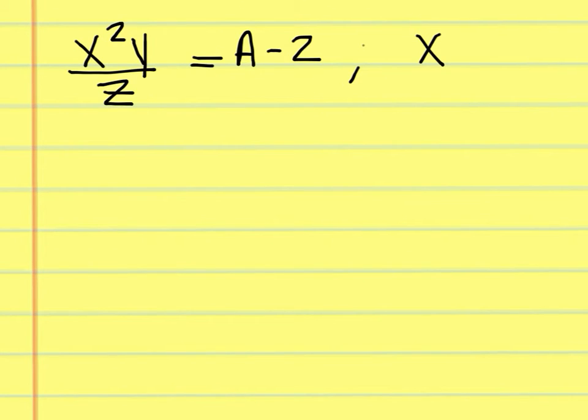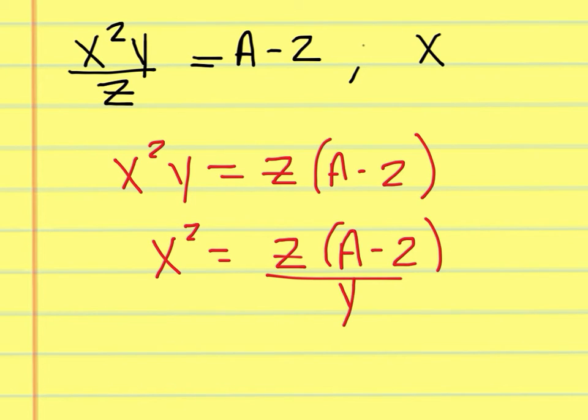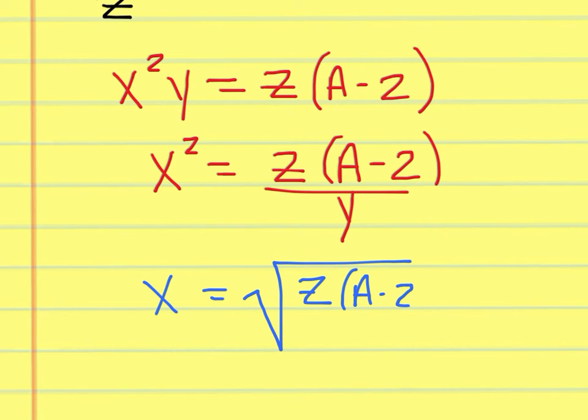To find x, we're going to have to get rid of what's with it. So you're going to multiply both sides by z to get x squared y equals z times a minus 2. And then divide by y to get x squared equals z times the quantity a minus 2 over y. And then you'll need the square root of both sides so that you have x equals the square root of z times a minus 2 and then over y.